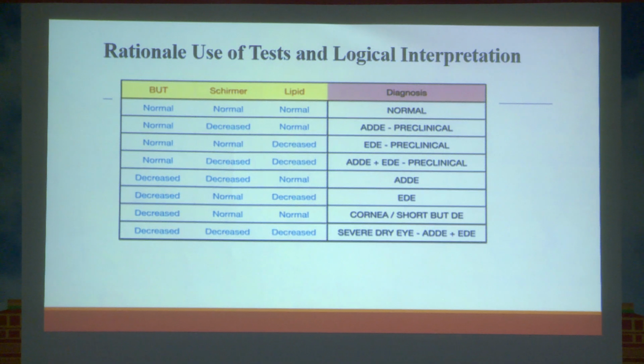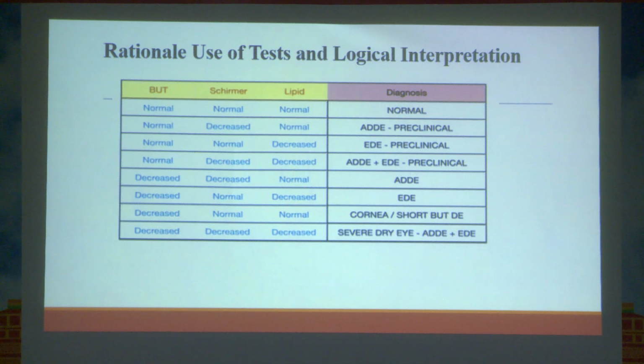All have their own role. If all are normal, fine. If only the Schirmer is decreased, we see that it is an aqueous dry eye disease, which is preclinical. If along with Schirmer, the BUT is involved, it becomes the clinical. Similarly, if the lipid problem is there, it is the evaporative dry eye disease, preclinical, and with BUT, it becomes the clinical.